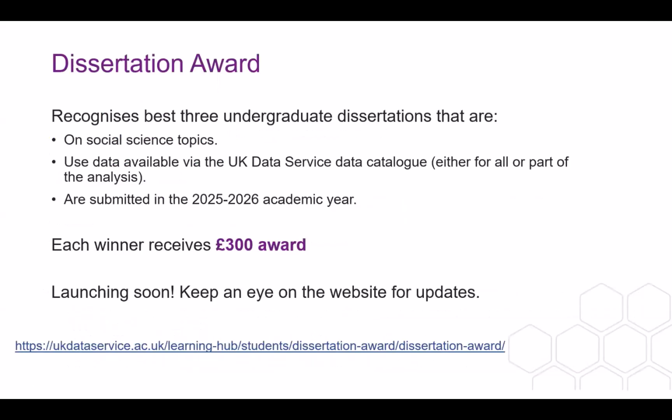Finally, if you are working on a dissertation that has been or will be submitted in the 2025-2026 academic year, please consider submitting it for our dissertation awards. It recognises the best 3 undergraduate dissertations on social science topics. You have to have used data from the UK Data Service catalogue for either all or part of your analysis. And like I said, submitted in the 2025 to 2026 academic year, and each winner receives a £300 reward and promotion of their project. And this will be launching soon, so do keep an eye on the dissertation award page on the website, and please do consider entering.